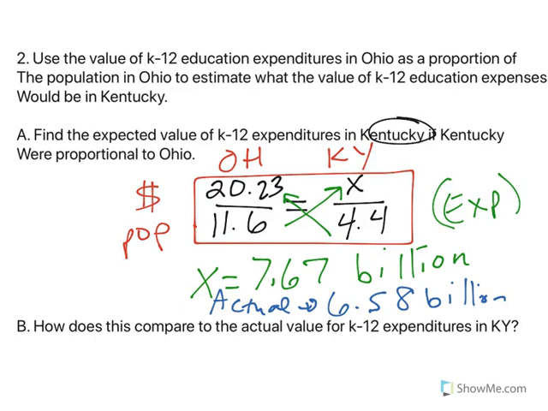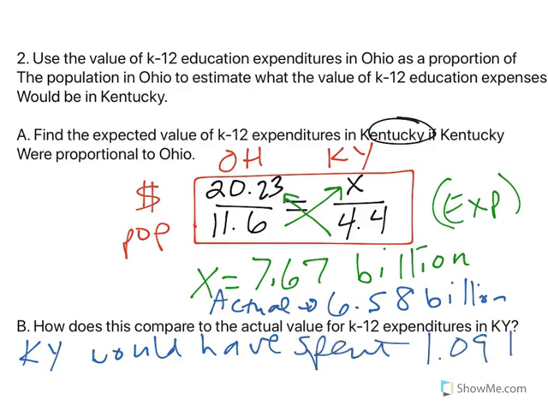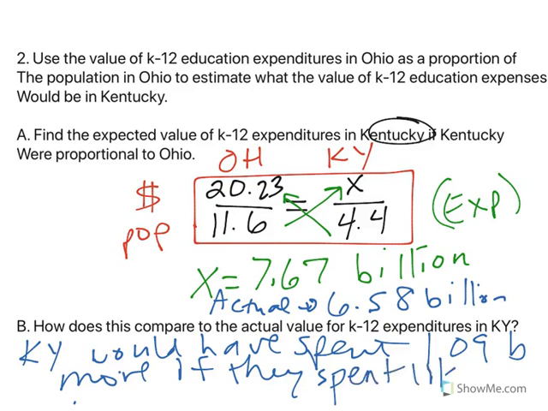Oh, I just answered that question. So Kentucky would have spent 1.09 billion more if they spent like Ohio. And there you go. So you can always compare the actual to the what if, and that is the purpose of the what if playing with proportions.